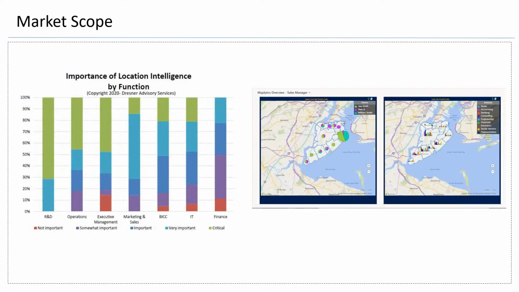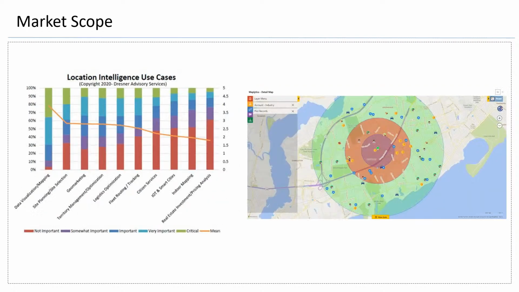Moreover, in any business, locational intelligence is being used by people in various job functions. It's not just limited to the C-level leaders of the company, but also the people in R&D, operations, marketing and sales, and many other job functions, and they are utilizing the locational information in their day-to-day life. Let's have a look at this chart that shows the various use cases that require locational intelligence. Use cases like data visualization, logistics, fleet routing, tracking, and many others are of great importance in various organizations. And Maplytics is one such solution that will help you to fulfill all of these use cases.